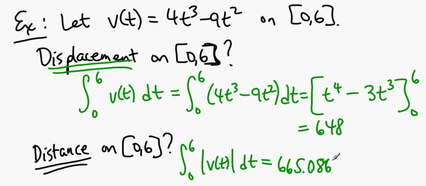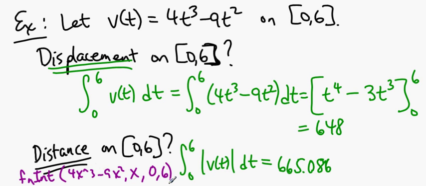If you're running an old school calculator, you've got to find the fnInt command. It's under the calc menu, and you would fnInt the function, in this case 4x cubed minus 9x squared, then comma x, it's always comma x, and then comma where you start and comma where you stop.